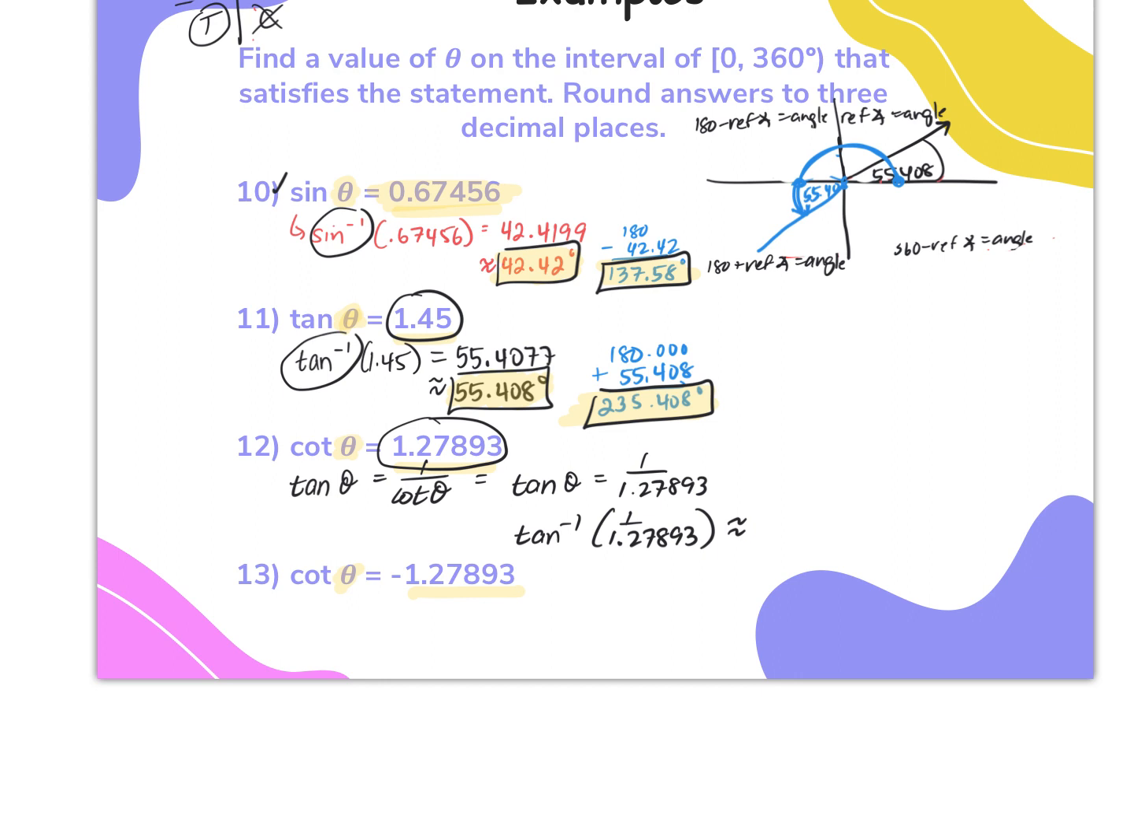I'm going to get that decimal, which is like 0.7819, whatever, and I'm going to get the inverse tangent of that. And I'm going to get 38.022 degrees. And so that is my first angle measure.